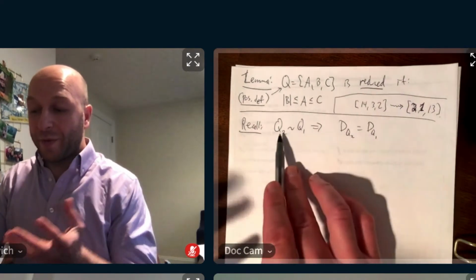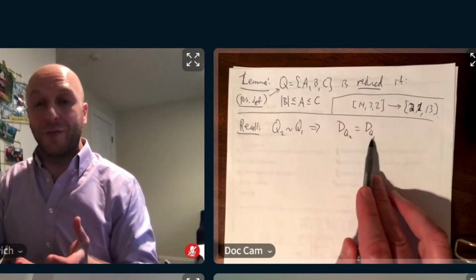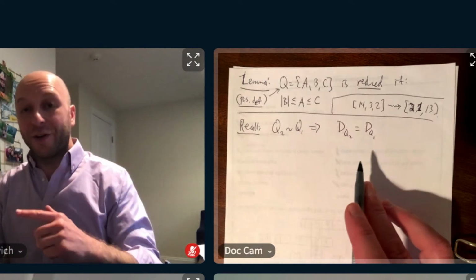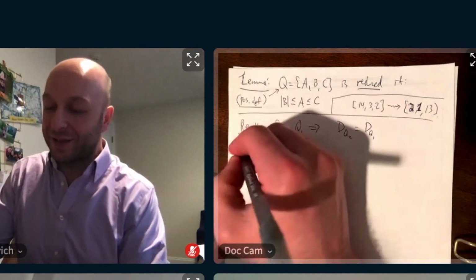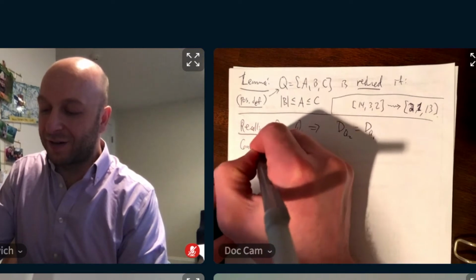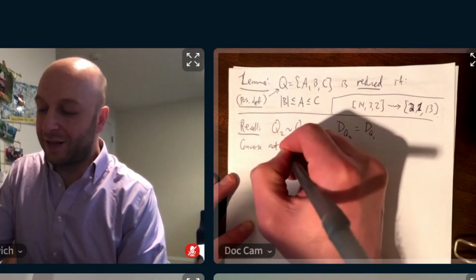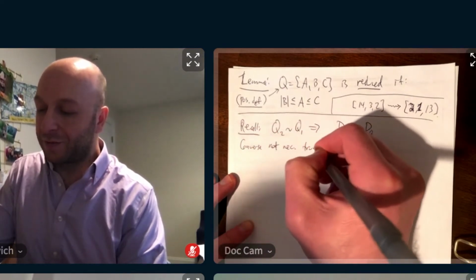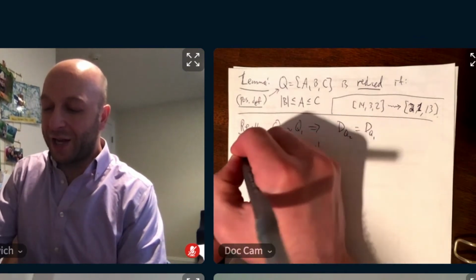Okay, so we remember that if two forms are equivalent, then their discriminants are the same. The converse need not be the case. Converse, not necessarily true. And here's how we can work that out.